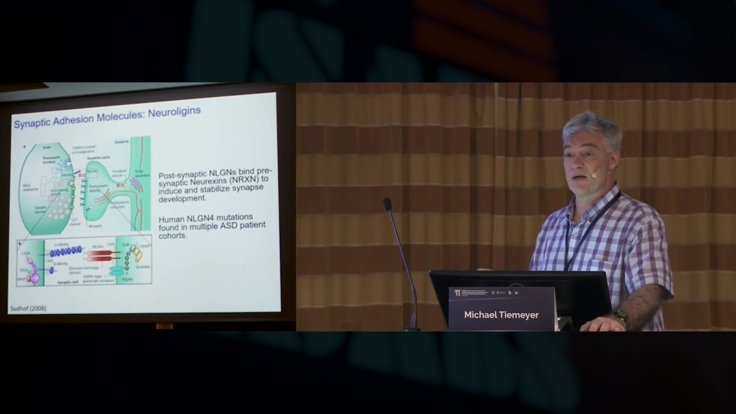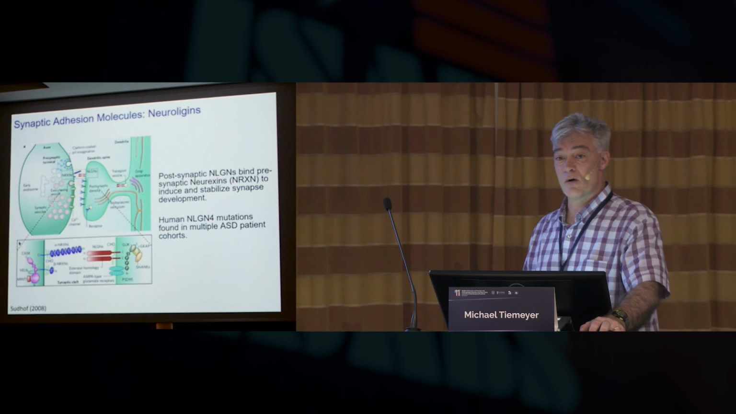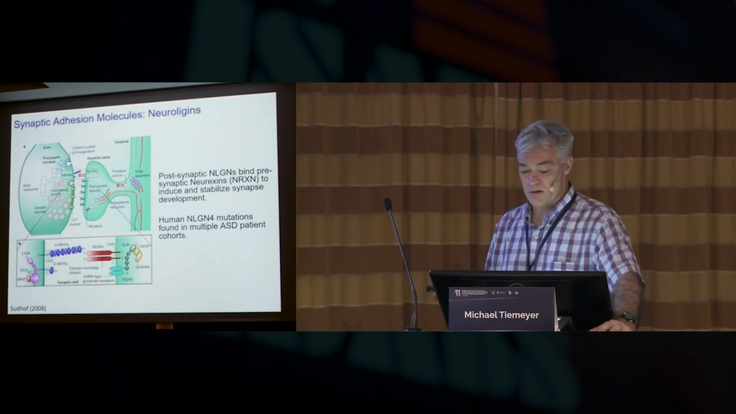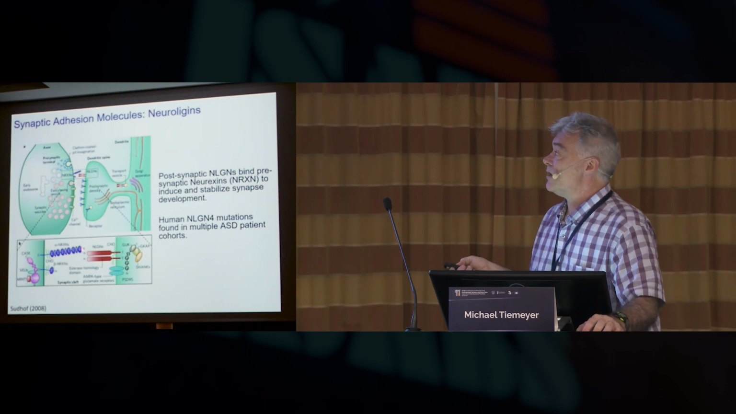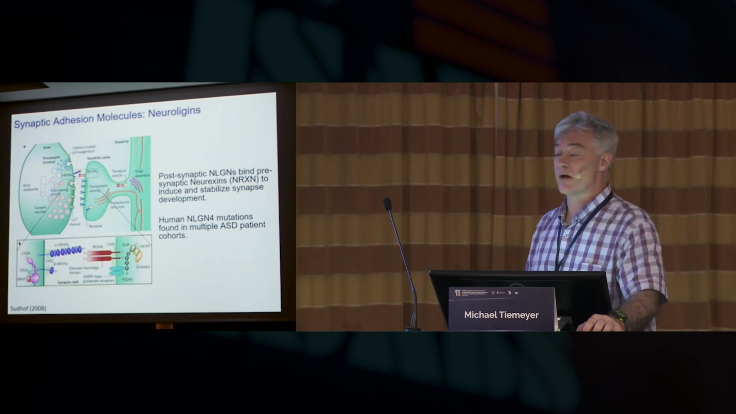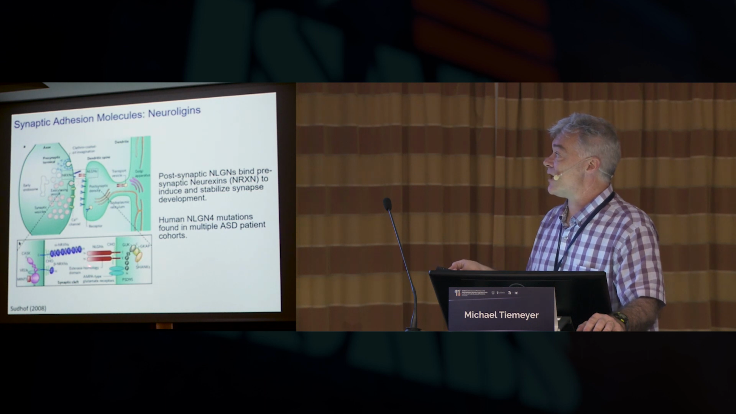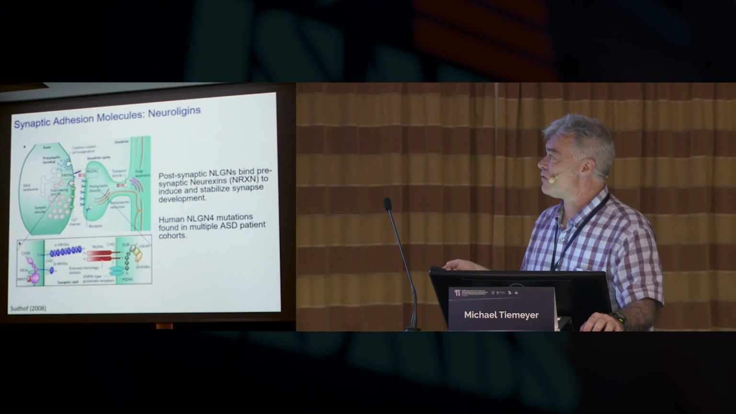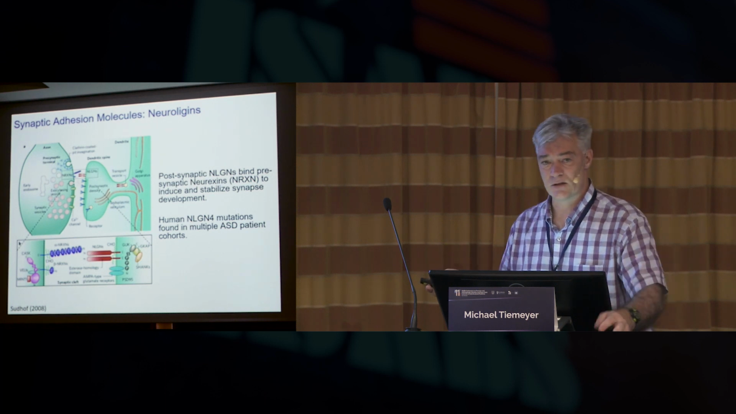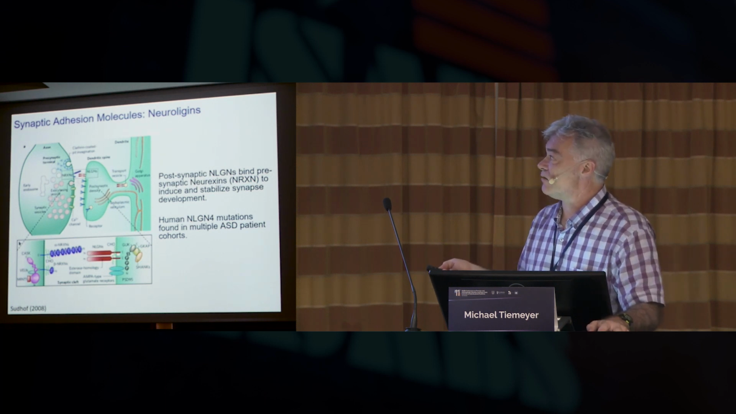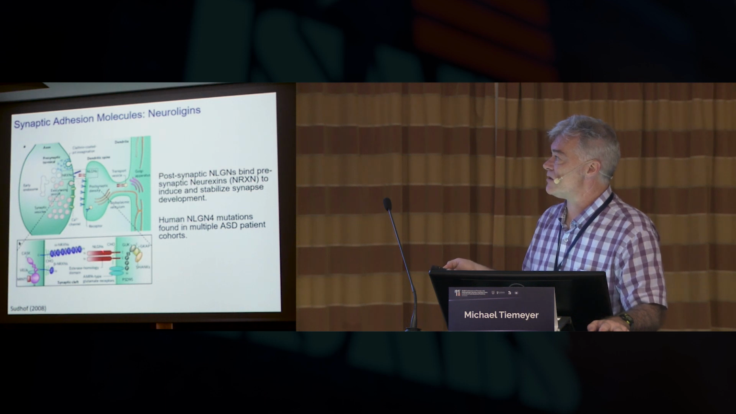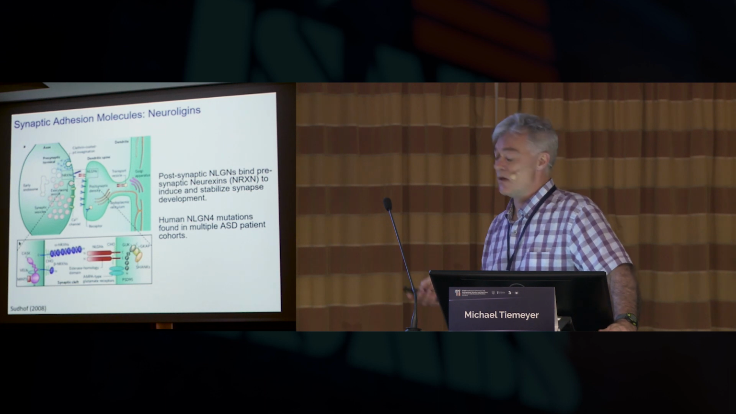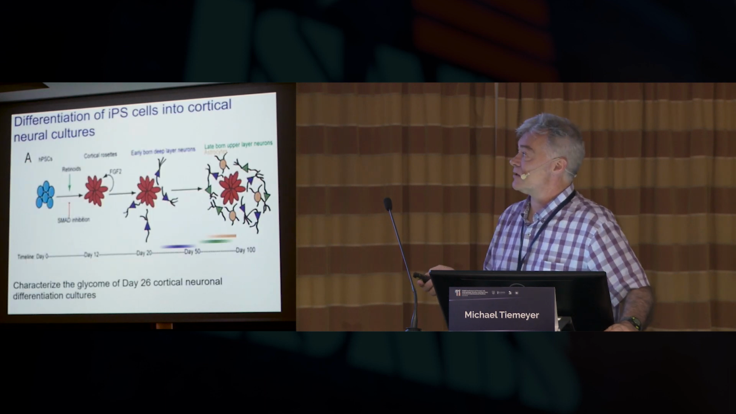Human neuroligin 4 mutations have been found in multiple cohorts now of autism spectrum disorder, and there's quite a bit of nice structure-function relationships now addressing how these different mutations affect neuroligin interactions with neurexin. But remember, the phenotype that we're seeing is that mutations in neuroligin 4 are altering glycosylation. And so we'd really like to understand what's the pathway that leads from this interaction towards changes in the secretory apparatus that alter glycoprotein glycosylation.